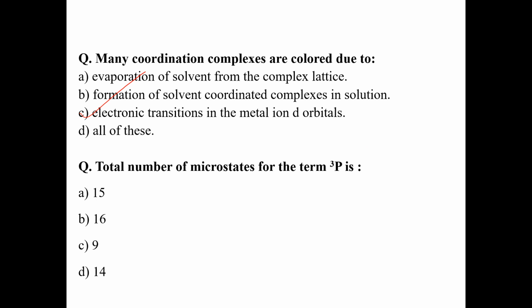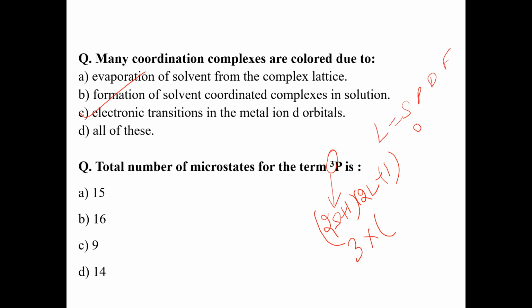In the second one, the total number of microstates for the term will be, just apply this formula, that is (2S+1)(2L+1). So this is the value of multiplicity, that is 3, and for SPDF, P is 1, so it will be 3 multiplied by 3, that is 9.